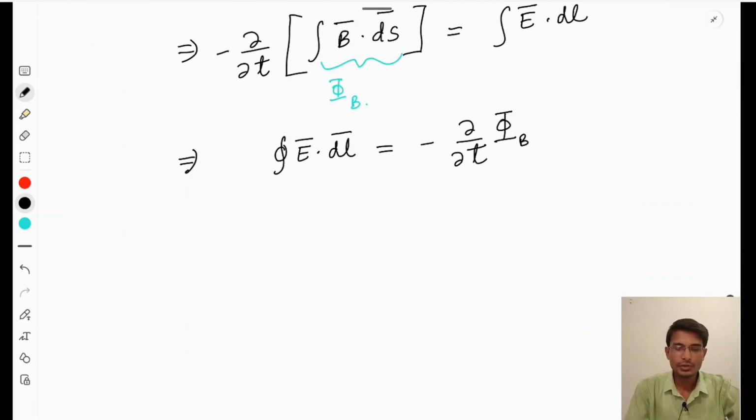In the next video lecture, we will be discussing the fourth Maxwell's equation, where we will see that a time varying electric field can produce a magnetic field. Here we have discussed how a time varying magnetic field produces an electric field, and the fourth Maxwell equation will deal with the case where a time varying electric field produces a magnetic field.